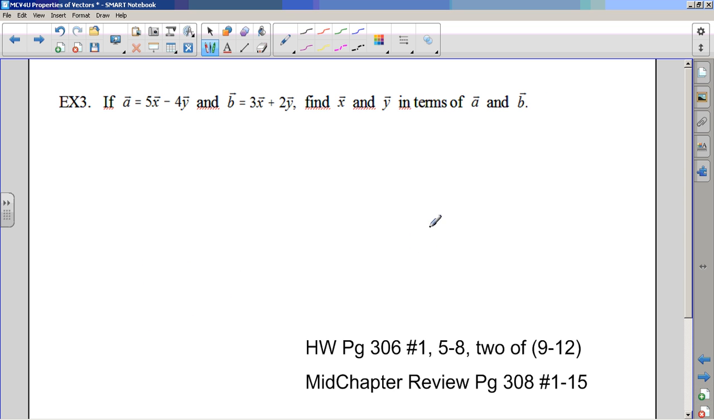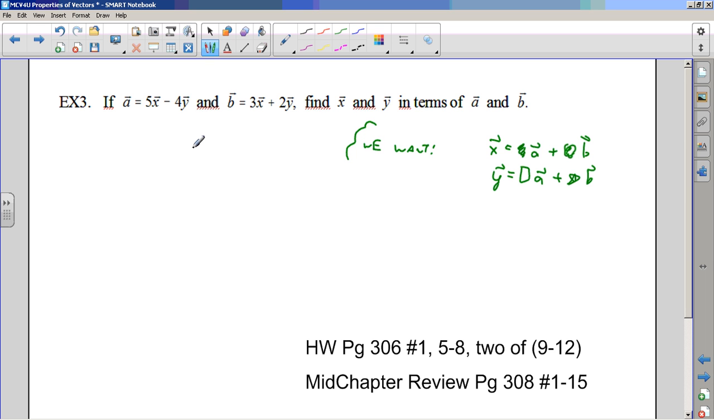So if A is equal to that and B is equal to that, find X and Y in terms of A and B. So this is what we want. Here's the goal. X equals something A plus something else B, and Y equals blah A plus something else B, where these are some scalars, right? Essentially, we need to turn these two expressions inside out.